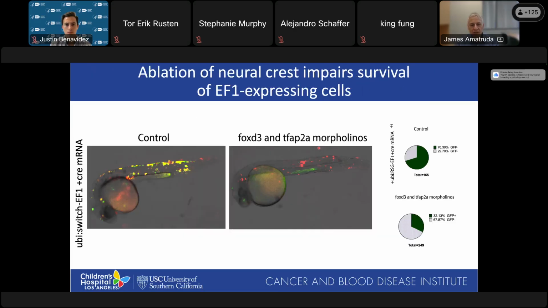As a loss of function experiment, she used FOXD3 and TFAP2A morpholinos to recapitulate mutations of these two genes, which abrogate neural crest development. And one can see that in the absence of neural crest, shown here, there's really no GFP positive surviving cells.